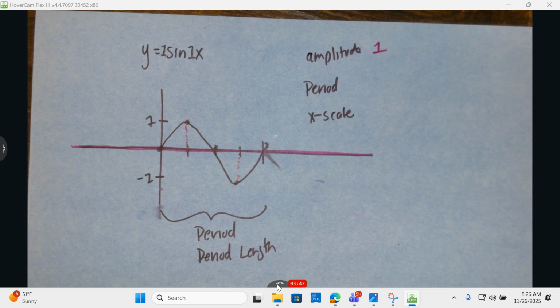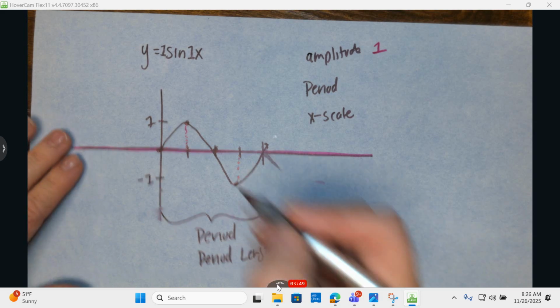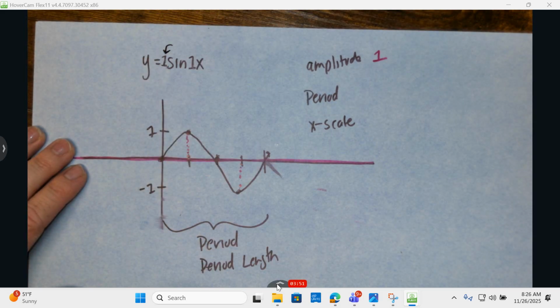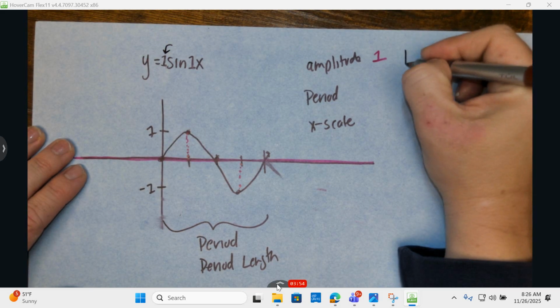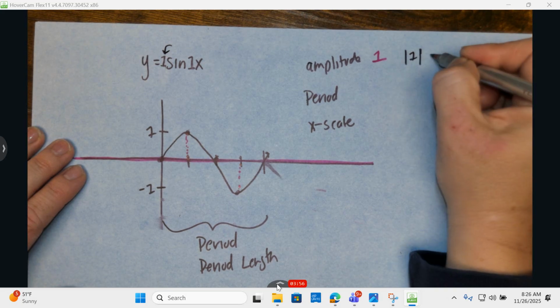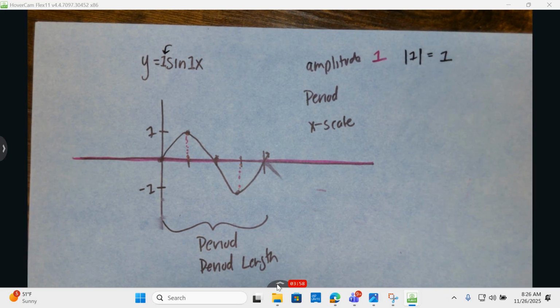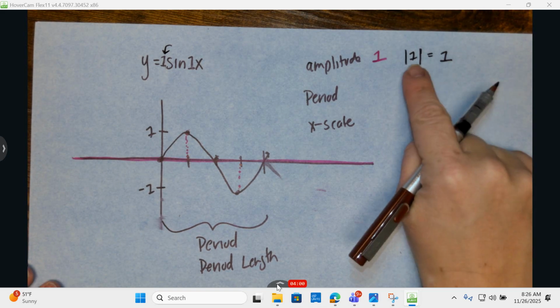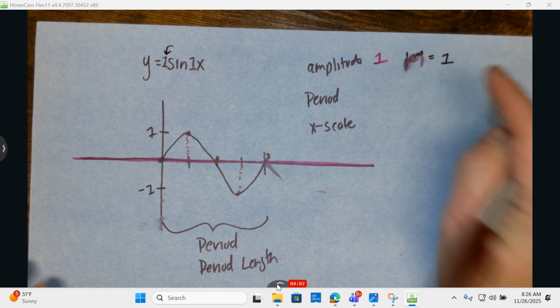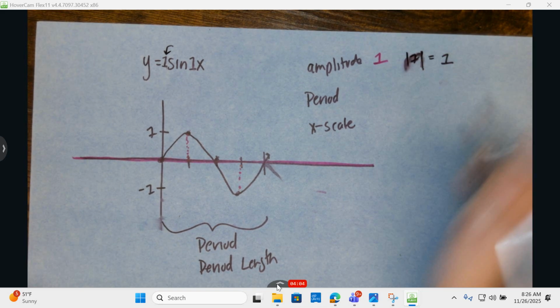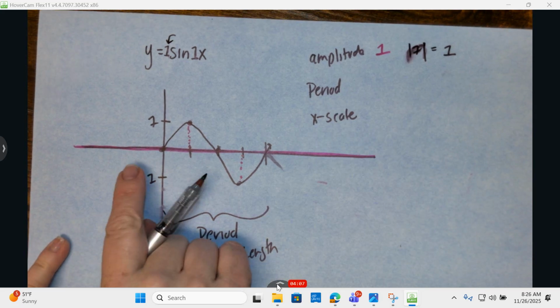Is there another way that we can identify this without having to graph it? There is. We take whatever value is directly in front of the function, and I take the absolute value of that. So the absolute value of +1 is 1. Sometimes there's a misunderstanding that we just change a sign. That's not the case. We make it positive.